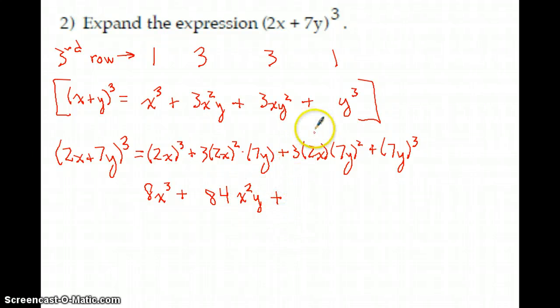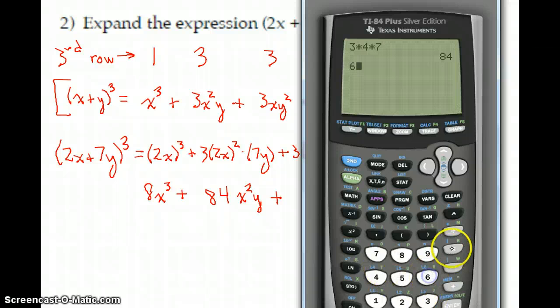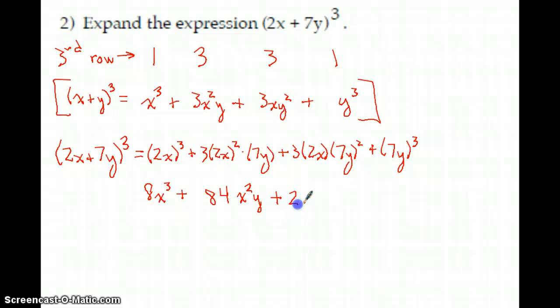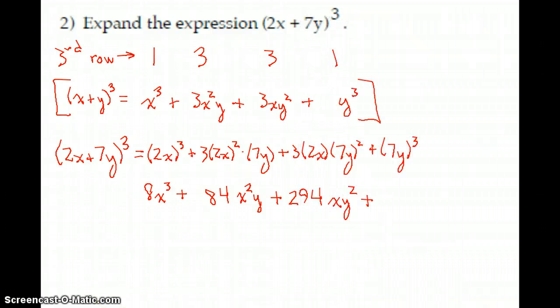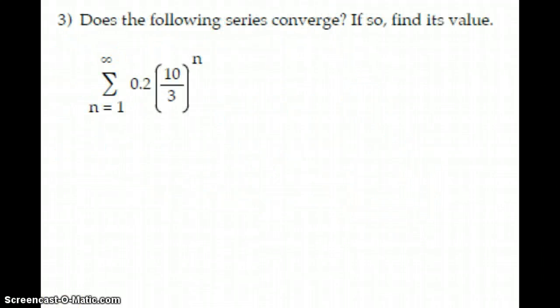Plus, now it's 3 times 2 times 49. Put part of that in my head. That's 294. And again, it's still an xy squared. And then it's 7 cubed. I used to know that in my head. I think it's 343, but I'll check. 7 cubed. Yeah, 343. And it's still y cubed. Okay, that's number 2.